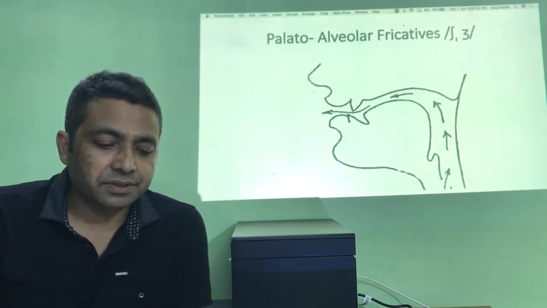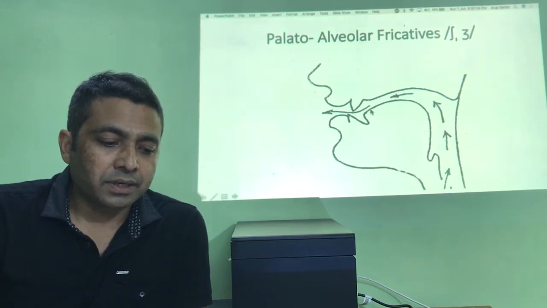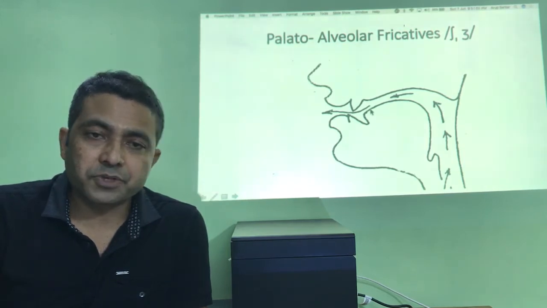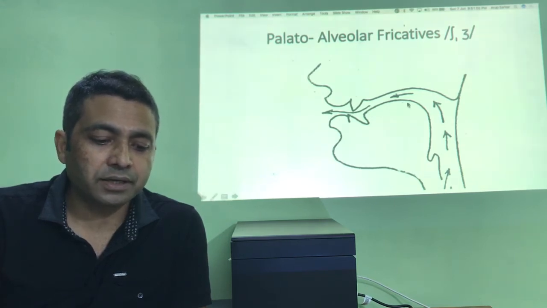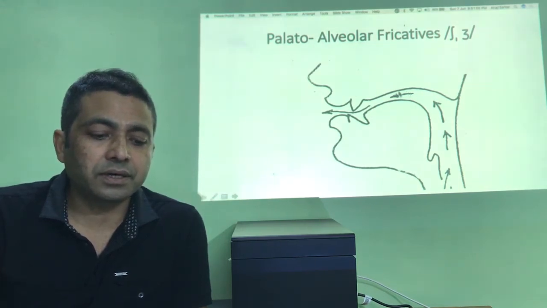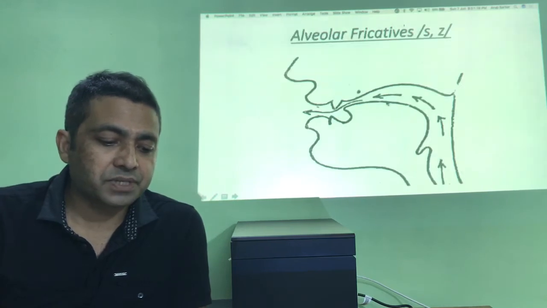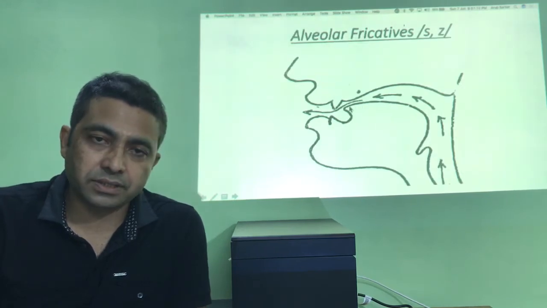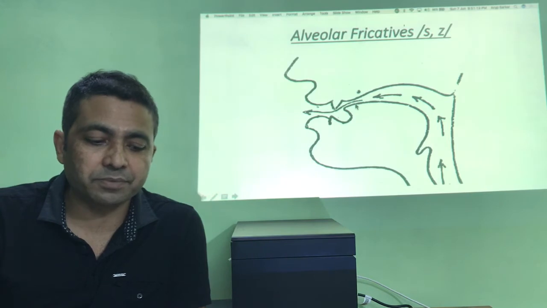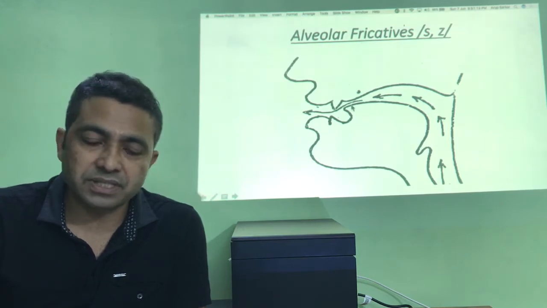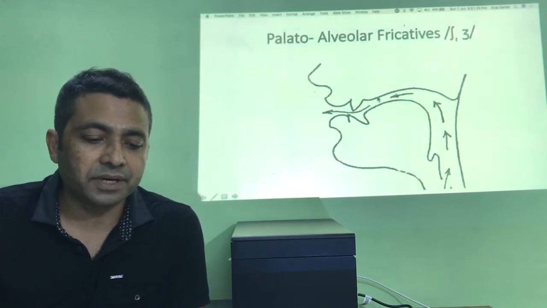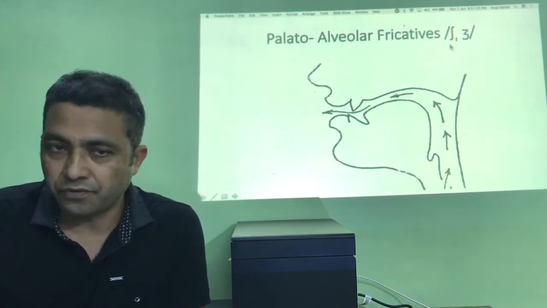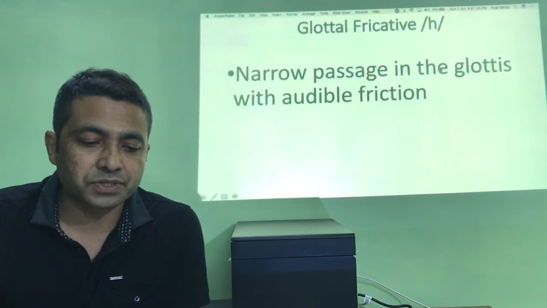So you can see here, in the case of sha and ja, most of the tongue is going against the hard palate. But in the case of sa and za, only the tip and front part of the tongue goes against the teeth ridge. So there is a difference in pronunciation. Sha is of course voiceless, ja is voiced.